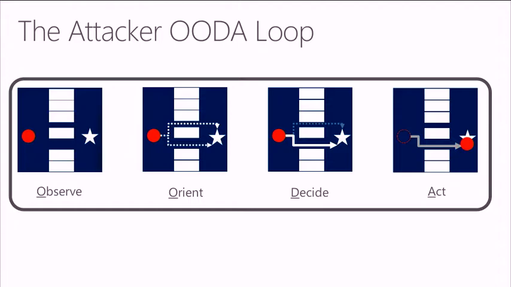They have to see what's going on. They have to be able to understand what's going on and what their options are. They have to make a decision on which option they're going to take. And then, of course, they have to act on that decision. And that's that full decision-making loop, the attacker OODA loop.